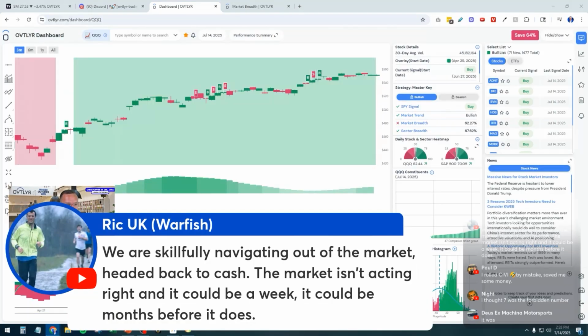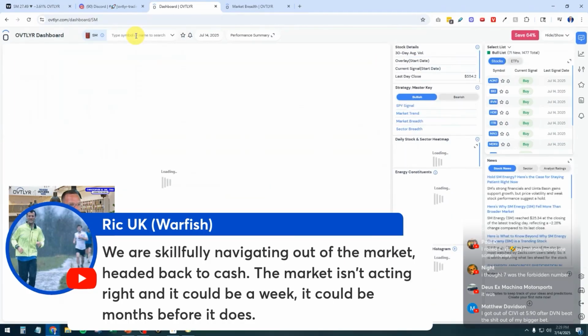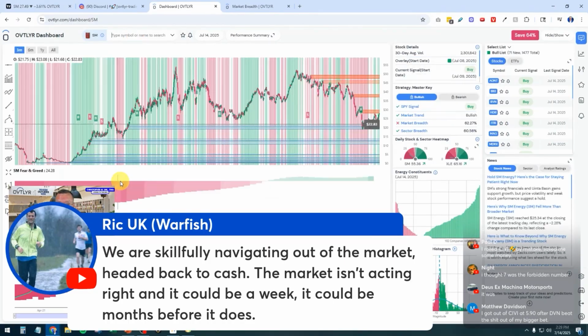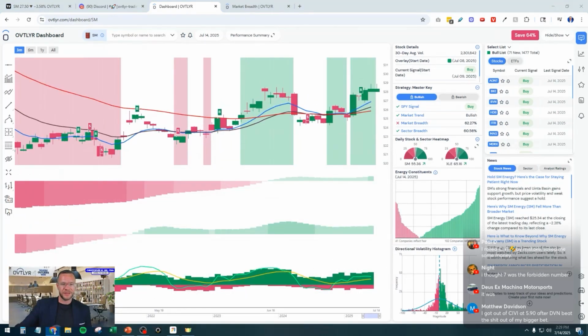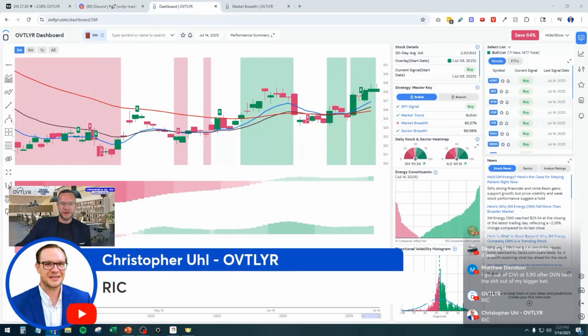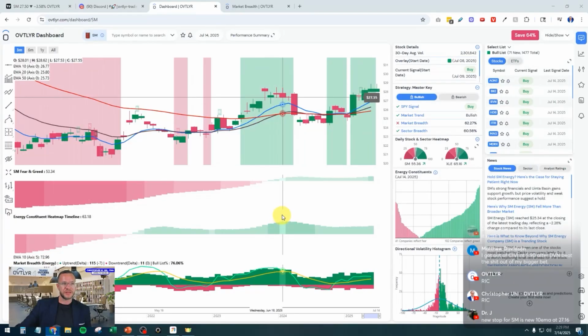Rick says, we are skillfully navigating out of the market, headed back to cash. I love how you have written this. The market isn't acting right, and it could be a week, or it could be weeks, it could be months before it does. Well said, Rick. You know what? Everybody do me a favor. Pay respects to Rick in the chat by typing Rick, just like this, R-I-C. Rick is very well versed in how to get in and out of trades, right?